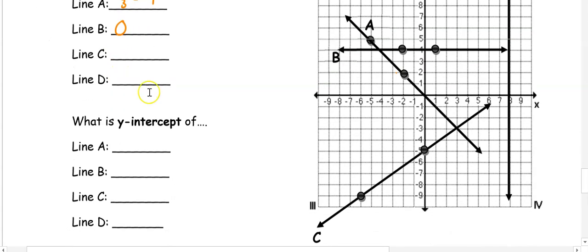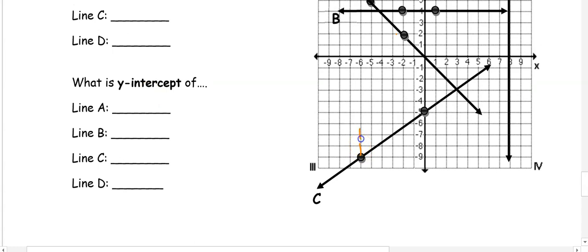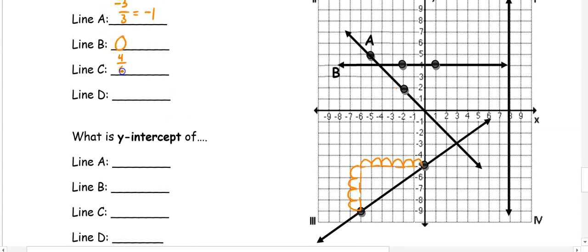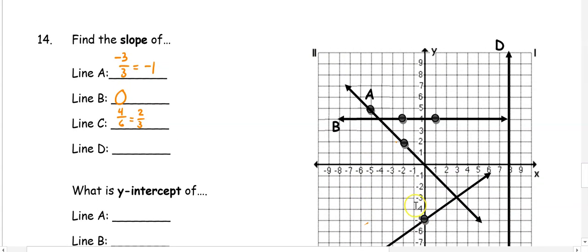C, we went up and over. So I went up 1, 2, 3, 4, and I went over 1, 2, 3, 4, 5, 6. So our slope is 4 over 6, which is 2/3. Now, line D is a special type of slope as well. Whenever you have a vertical line, your slope is going to be undefined.